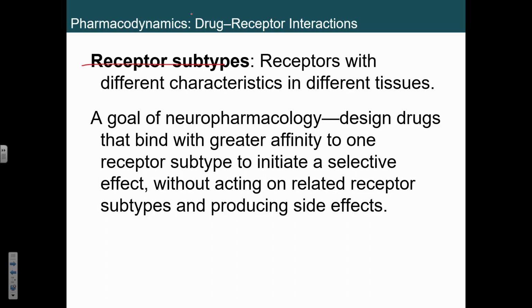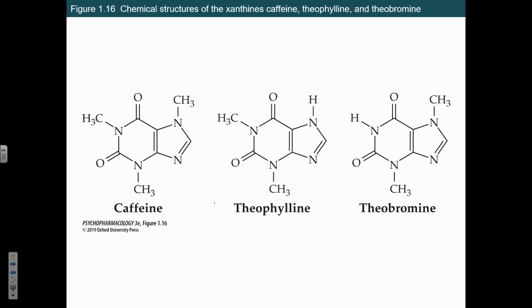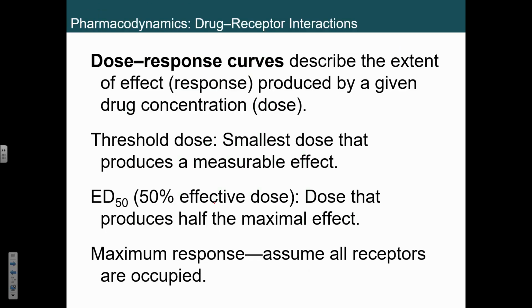So understanding these subtypes and being able to activate or inactivate subtypes, develop drugs that only work on a particular subtype is great because then we'll have a better understanding and a better way to treat particular disorders and possibly eliminate side effects. I don't know. You don't really need to know about that.